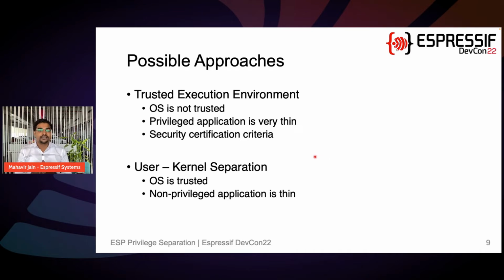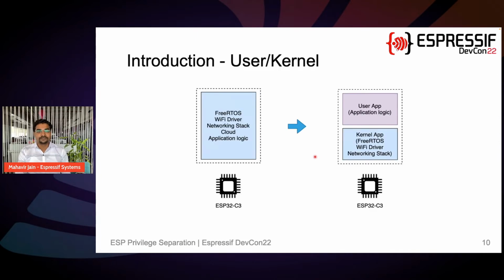The second approach is user kernel like separation, which we see in general purpose operating systems too. In this, the operating system or the kernel is trusted. However, the non-privileged application is extremely thin, and it could be the product specific logic. For example, a smart connected bulb, switch, or outlet, and it could be extremely thin or minimal firmware. This particular framework, ESP Privilege Separation, explores the second approach, which is user kernel like separation.